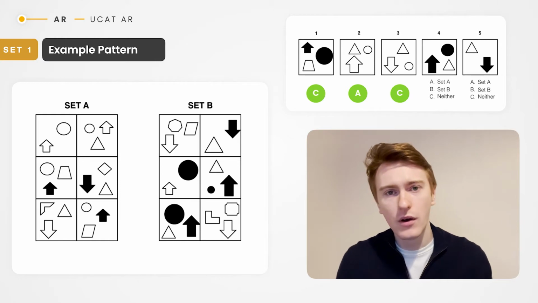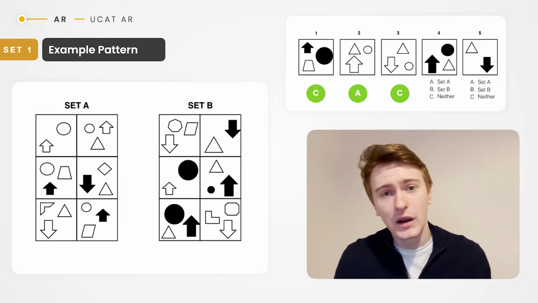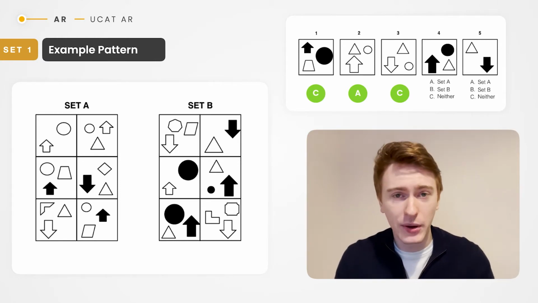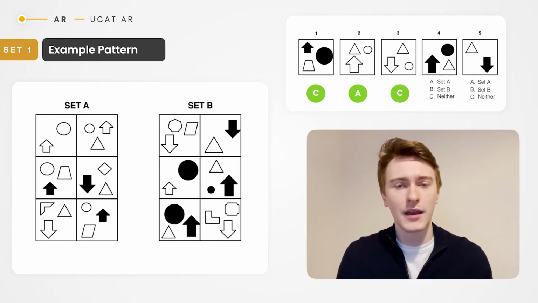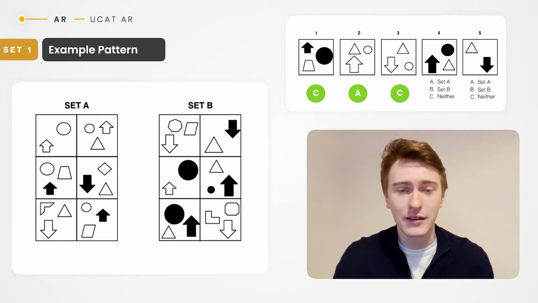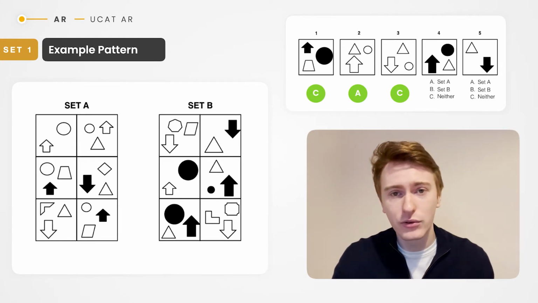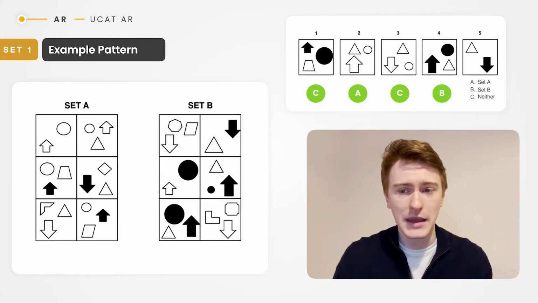Test shape number 4, there's a circle present. It's black. We're looking at set B. The arrow is pointing upwards. That's a good sign because arrows should point upwards when there's a circle. And finally, there's a triangle, which means that the arrow is shaded black. That fits all the criteria for us to put it into set B.